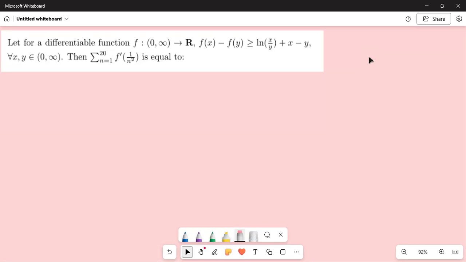In this video, we'll be discussing a question of JEE Mains 2024, which is from the topic of limits and derivatives, class 11th. The question says that you have a differentiable function f from the domain 0 to infinity, where 0 is not included, to R, and we have been given this inequality. And this holds for all x, y in the domain of f. So we need to evaluate this sum.